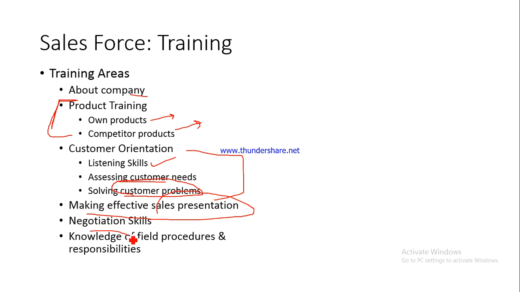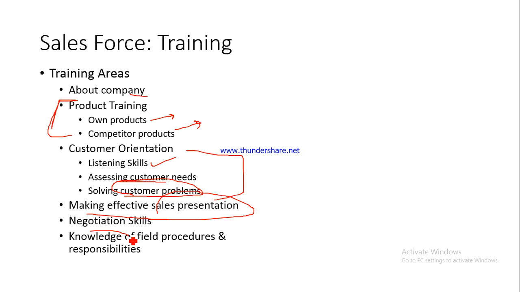Then negotiation skills. What do we mean by negotiation skills? Please understand, whenever a sales presentation is made by the salesperson, and if the customer is convinced, then naturally the next stage is negotiation, wherein the prices at which the product would be delivered, the delivery timelines, the quantity and everything, are all decided and finalized.